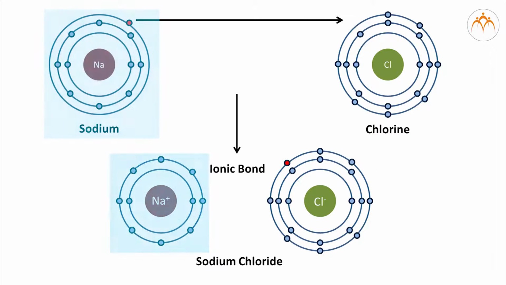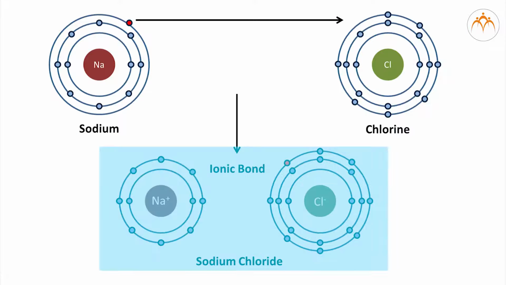Na gives Na+ plus electron. Cl plus electron gives Cl-. Na+ plus Cl- gives NaCl. The sodium atom loses one electron and forms a positive ion, that is, a cation. The chlorine atom gains one electron and forms a negative ion, that is, an anion.